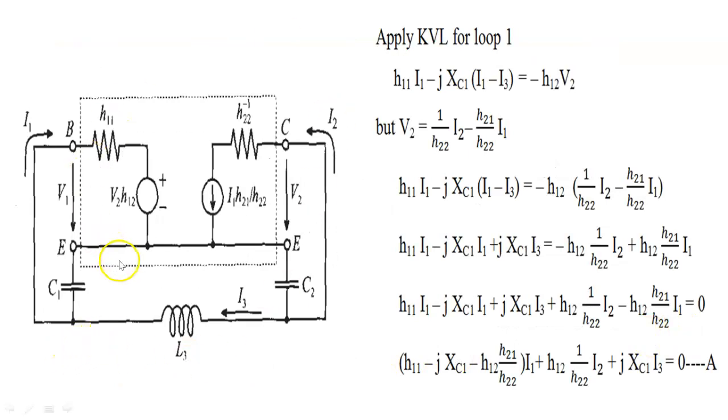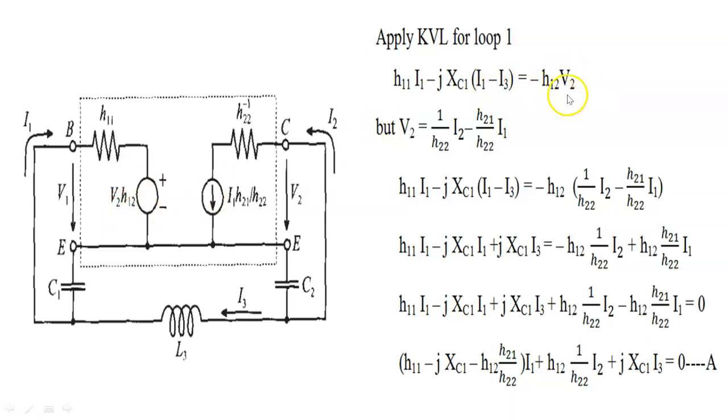For this circuit, we are going to apply KVL for all three loops. So apply KVL for loop 1. So this is loop 1. H11 into I1 minus jXC1 into (I1 minus I3), because I1 and I3 are flowing through capacitor C1 in opposite directions, is equal to minus H12 into V2.